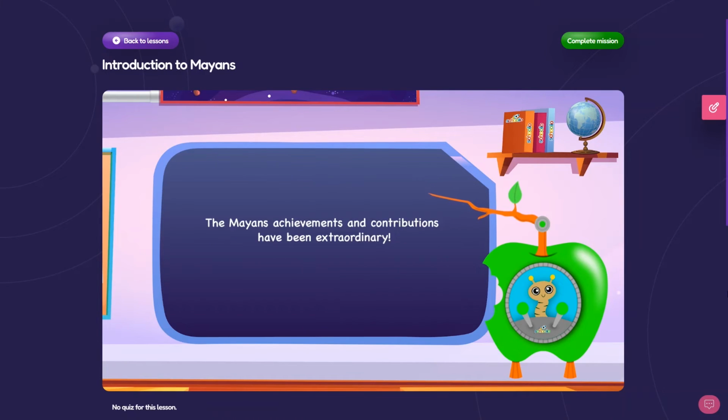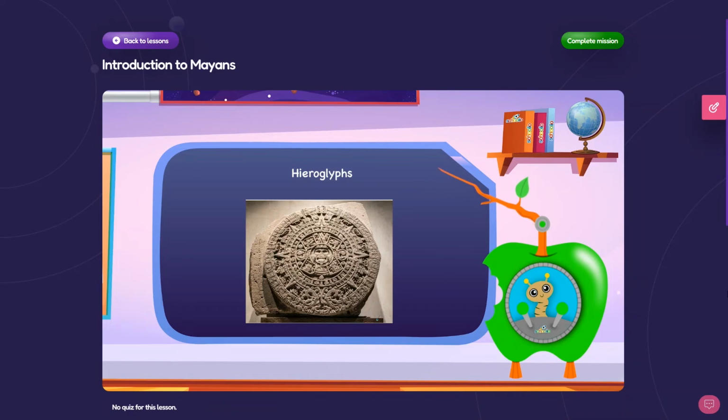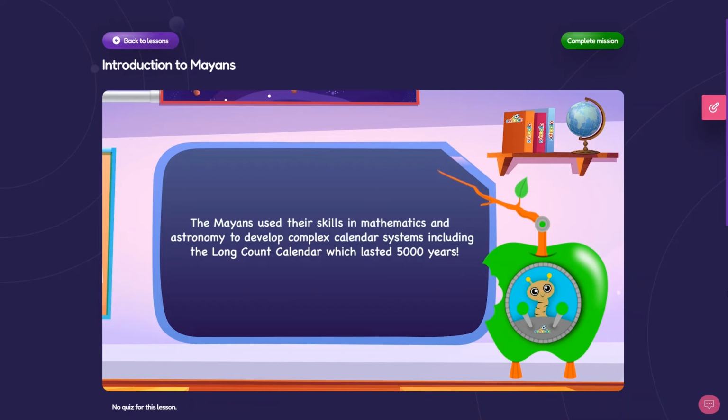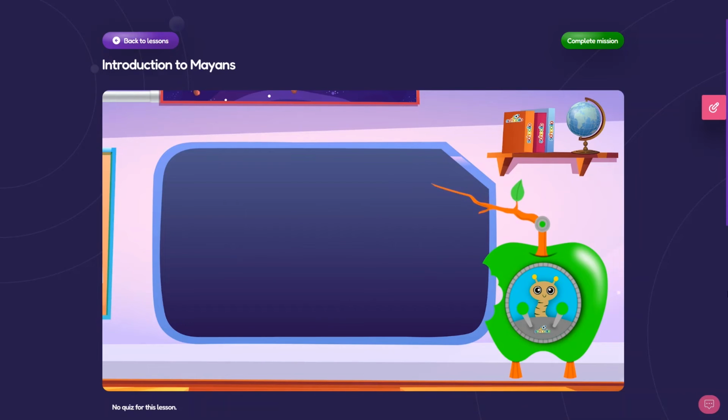The Mayans' achievements and contributions have been extraordinary. They developed a written language in hieroglyphs. How cool do the symbols look? They also invented the mathematical concept of zero. The Mayans used their skills in mathematics and astronomy to develop complex calendar systems, including the long count calendar, which lasted 5,000 years. I told you, extraordinary.